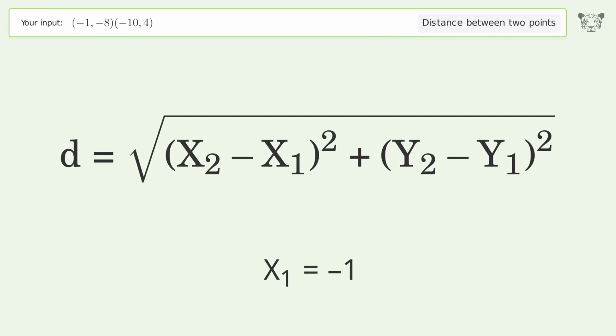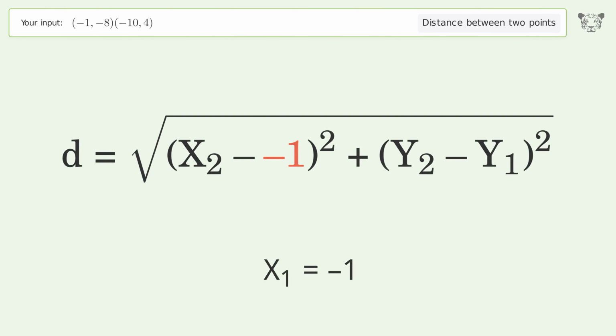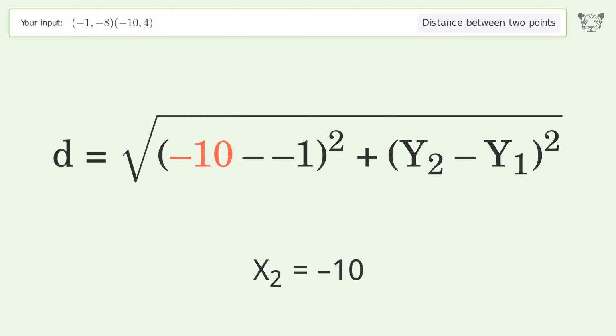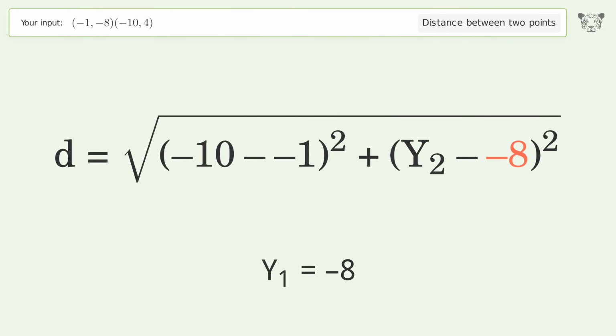x1 equals -1. x2 equals -10. y1 equals -8. y2 equals 4.